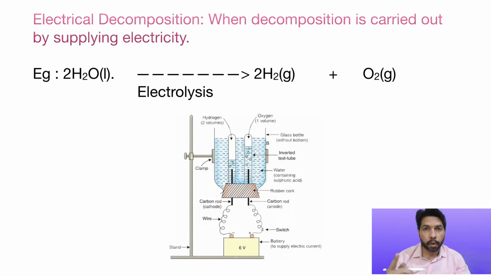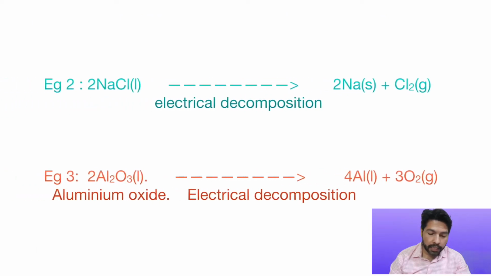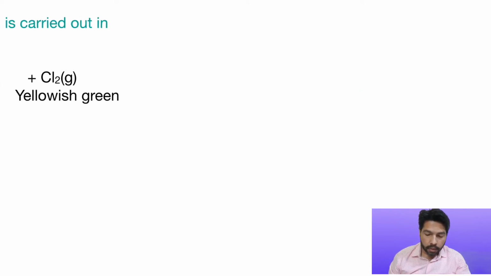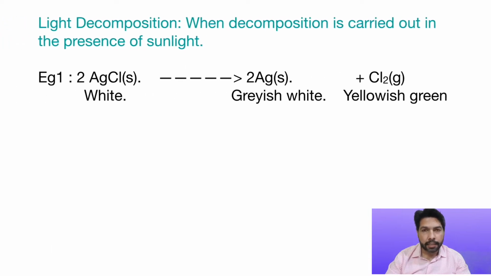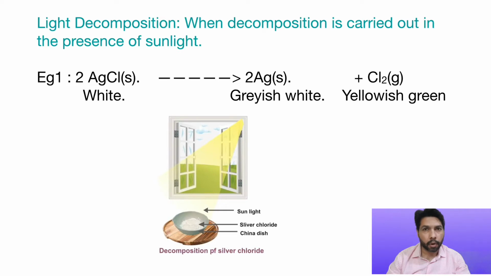Now this is a very important question that is there in the NCERT. Next is electrolysis of NaCl produces sodium and chlorine. Electrolysis of aluminum oxide produces aluminium and oxygen. Third type of decomposition is light decomposition, or decomposition that takes place in the presence of sunlight or light.